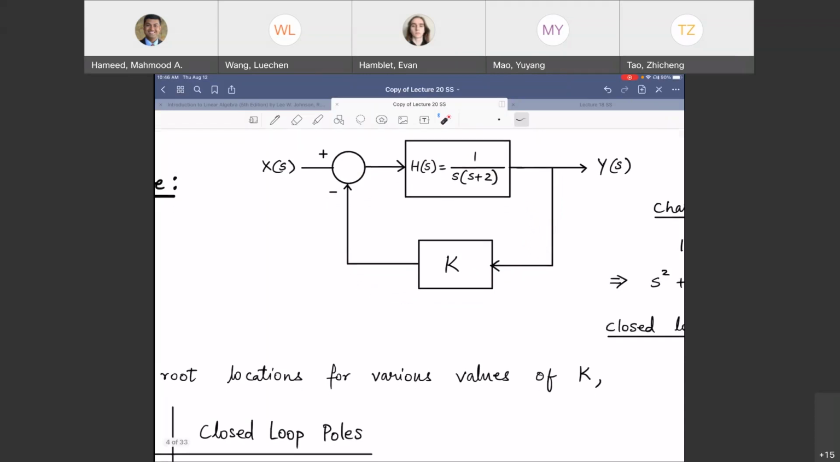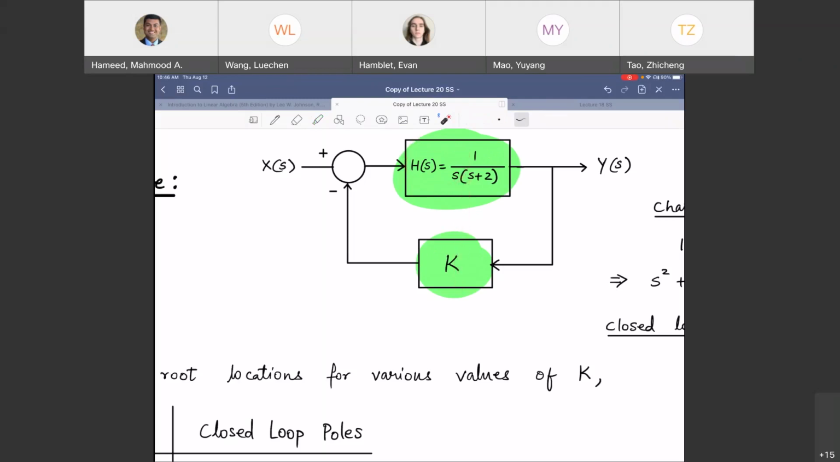Now, with this, you can find out the closed loop transfer function. You can find out the loop transfer function. You can find out the characteristic equation. We can do all of that. So, for example, what would be the loop transfer function? Loop transfer function would simply be the product of this guy with this guy, right? It would be K divided by s times s plus 2. That would be your loop transfer function. What about closed loop transfer function? It would be forward divided by 1 plus product. So H divided by 1 plus KH, right? That would be the closed loop transfer function.